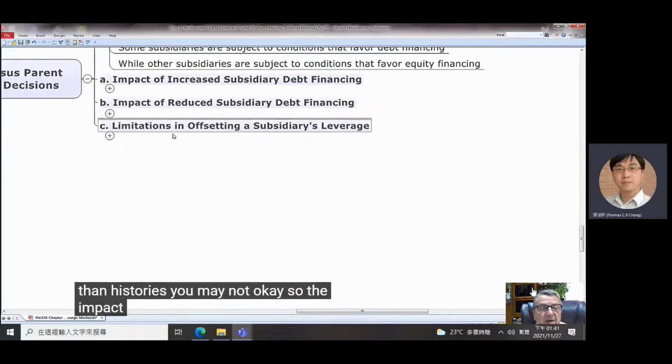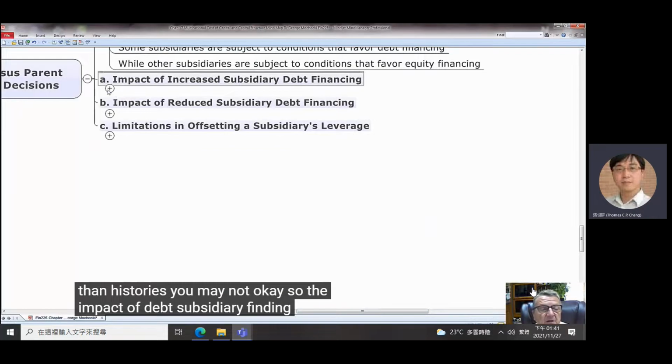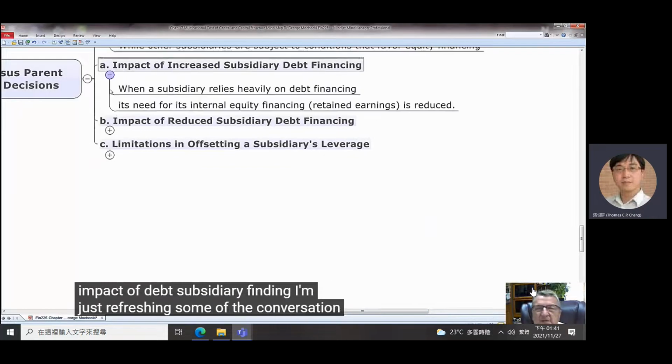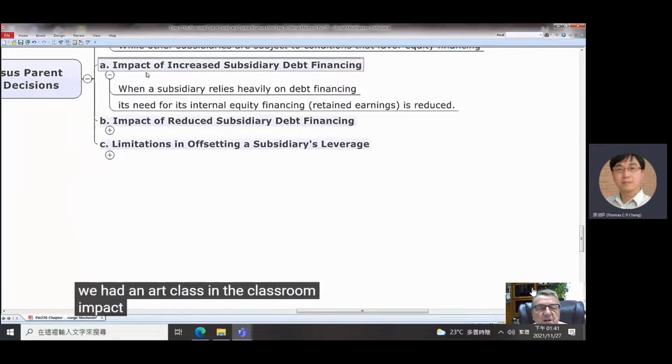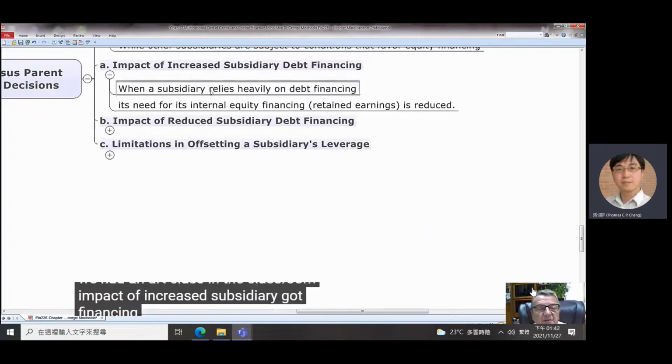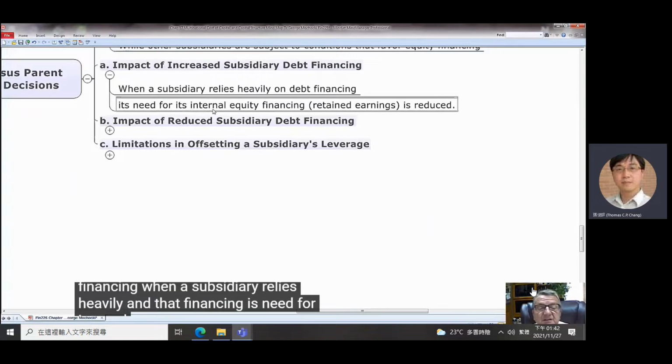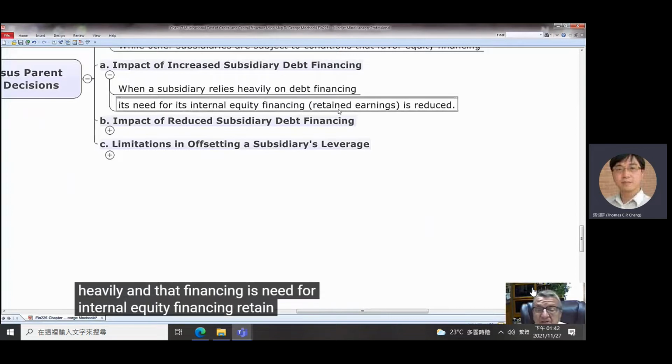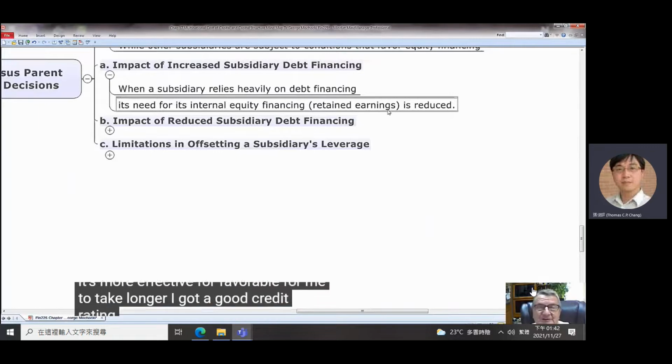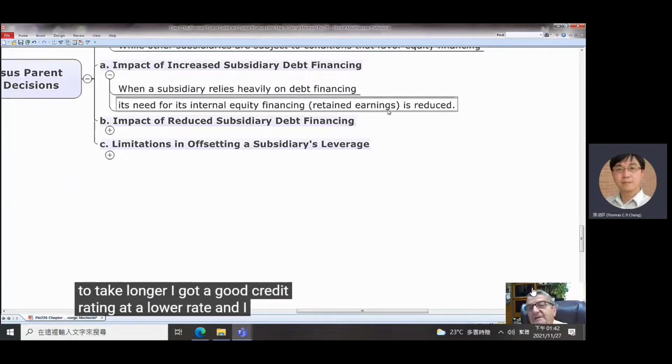Okay, so the impact of debt on subsidiary finance. I'm just refreshing some of the conversation we had in the classroom. Impact of increased subsidiary debt financing. When a subsidiary relies heavily on debt financing, its need for internal equity financing, retained earnings, is reduced. I don't have to keep the money because it's more favorable for me to take a loan, because I have a good credit rating at a lower rate, and I use the money to make money off of that if I need to.